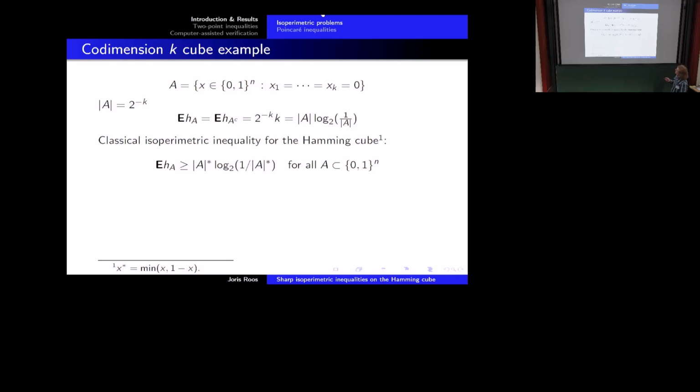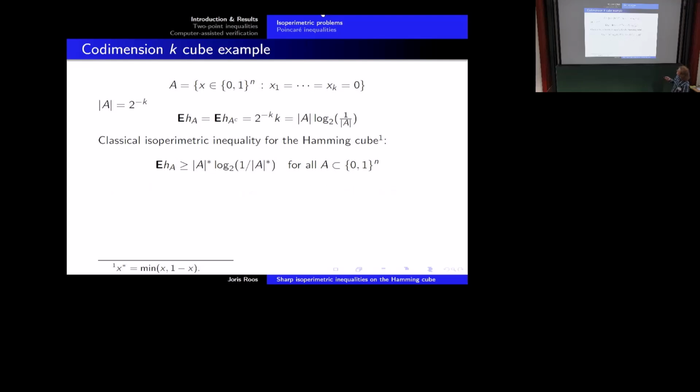So what we have here is the classical isoperimetric inequality for the Hamming cube. So the edge boundary measure is always bounded from below by this funny logarithmic function, and since there's this symmetry with the complement, we also get a lower bound when we take 1 minus x, if the volume is bigger than 1/2.